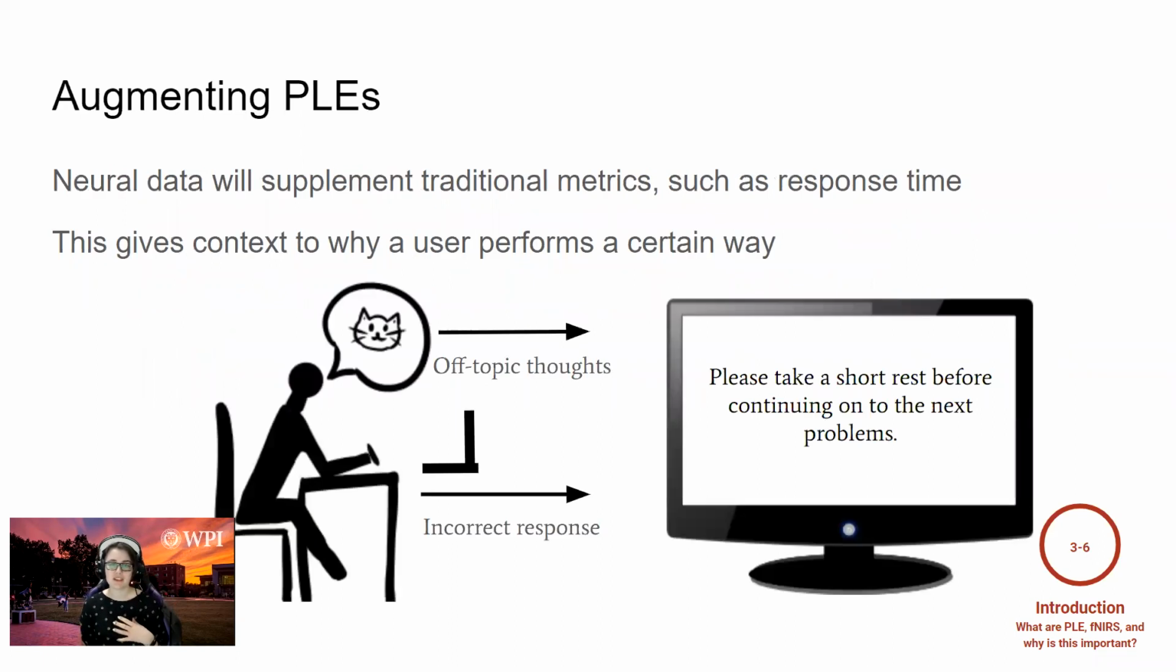So when I say that we aim to augment these personal learning environments, I mean we're not going to replace how they function at the core. We just want to add more data metrics, such as neural data, that will supplement the traditional ones, such as response time. At this point, the computer would be able to take in that the student took a really long time to respond, or responded incorrectly, and ask why this is. Then it can look at the neural data and see that they weren't paying attention or focused on what was going on. So instead of saying, you don't know this material, it could suggest, how about you take a short break, reorient your thoughts, come back and try again.